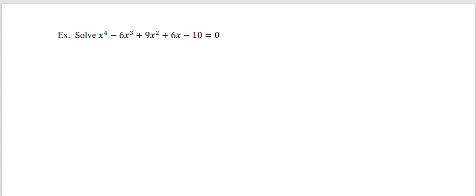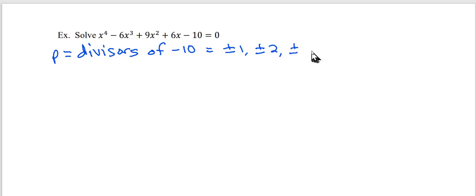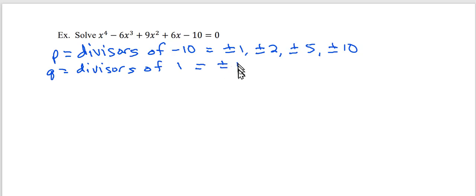This one I want to look at because it has something a little bit different. P is the divisors of -10: plus or minus 1, plus or minus 2, plus or minus 5, plus or minus 10. Q is the divisors of 1, the leading coefficient, so just plus or minus 1. So my possible rational zeros are just the p's, because when you put it over 1, you get those numbers. Okay, so we have 8 possibilities.